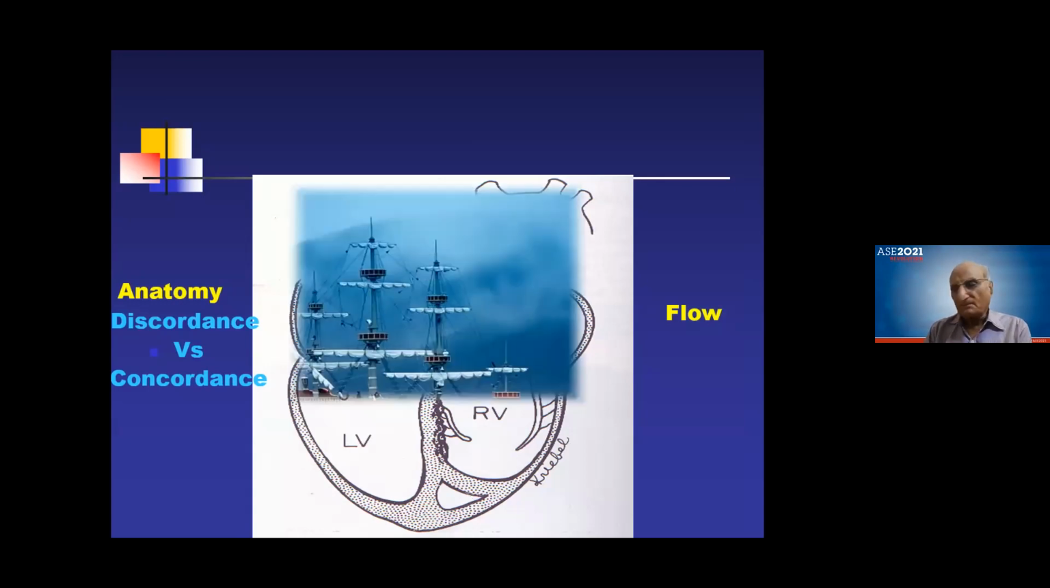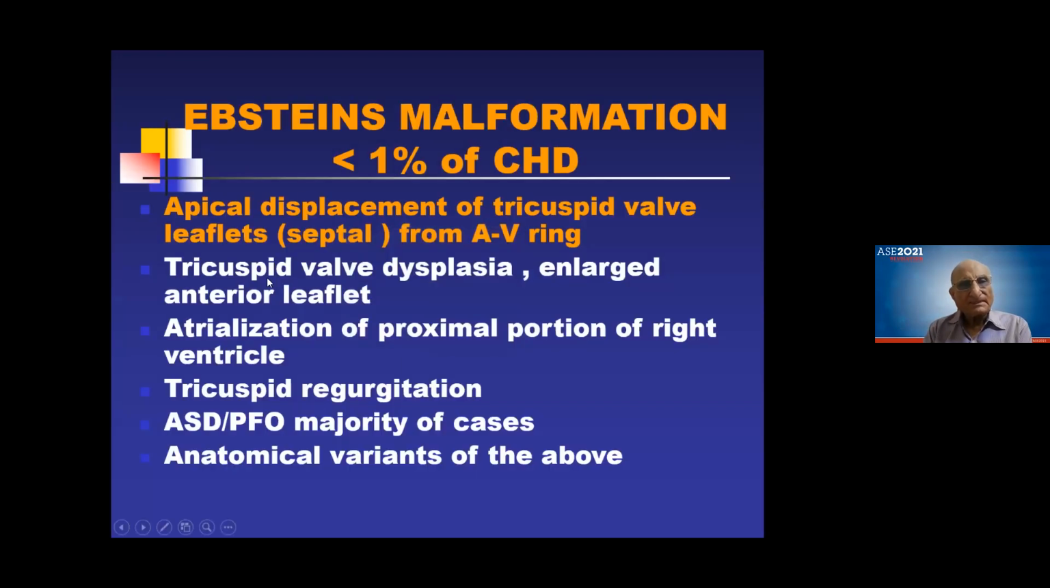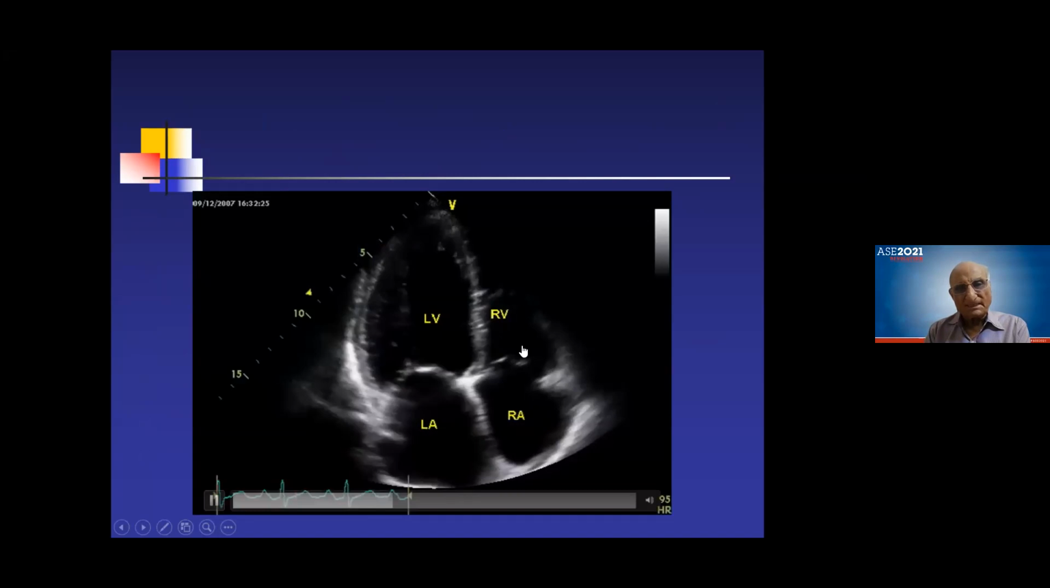The next condition we very commonly see is Ebstein's malformation. We are always going to show you some examples. Now, in Ebstein's malformation, there is an apical displacement of the tricuspid valve, the septal leaflet mainly, from the atrioventricular ring, from the annulus also. Let us come to the normal case again. Now this is a normal case.